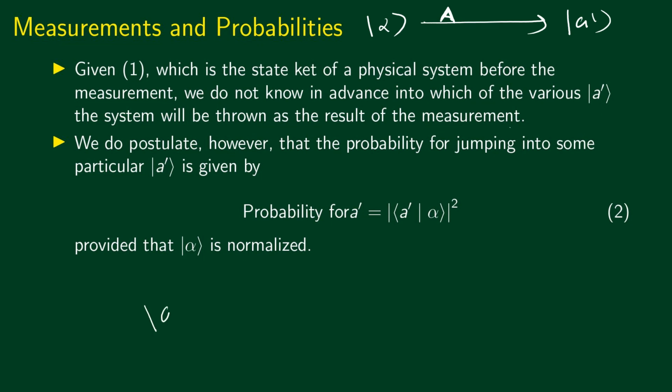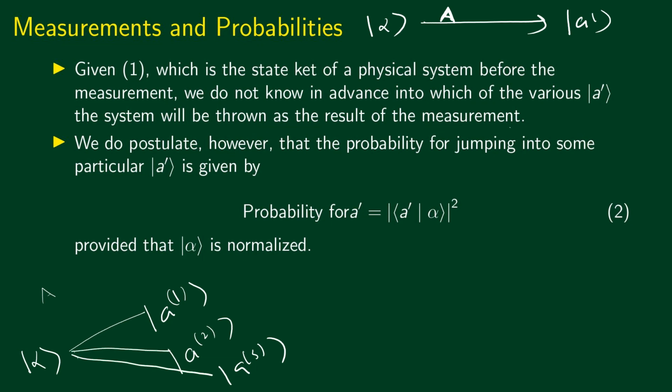So let's say that there are eigenkets enumerated as ket A1, ket A2, ket A3, etc. So you have the state ket alpha. You are making a measurement of A. We know that it will change to one of these eigenkets, but we don't know to which. It could change to this, it could change to this, it could change to this. We don't know in advance exactly to which eigenket it is going to jump.